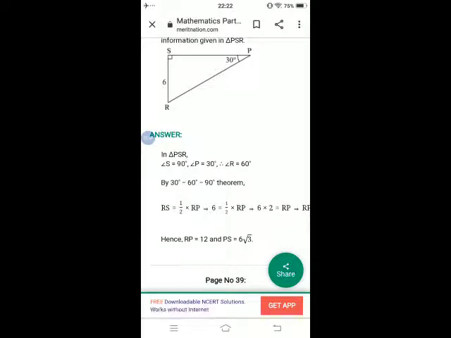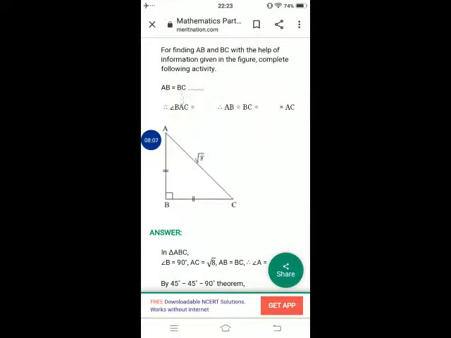See now on your screen, the next question is there. What you have to see here now. For finding AB and BC with the help of the information given in the figure, complete the following activity. An activity based question is given, and your triangle is given in what way? See now. Triangle ABC is a right angle triangle, and AC, that is the hypotenuse, is given as root 8, and by seeing it you will know that the triangle is an isosceles triangle because AB is given equal to BC.